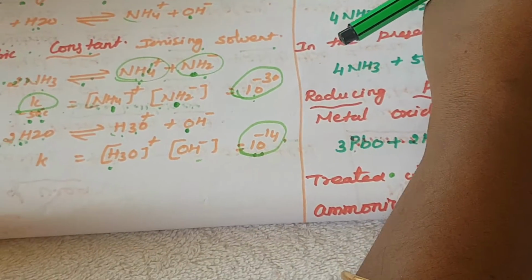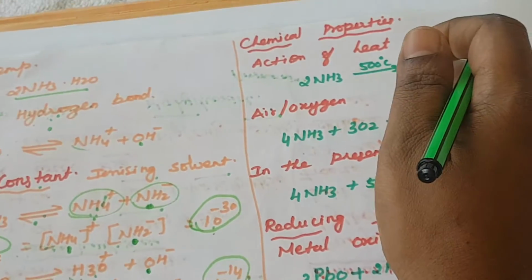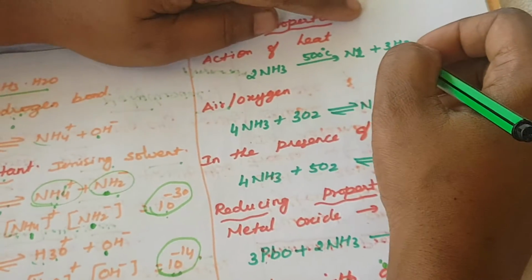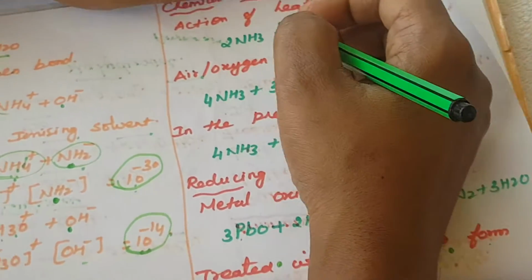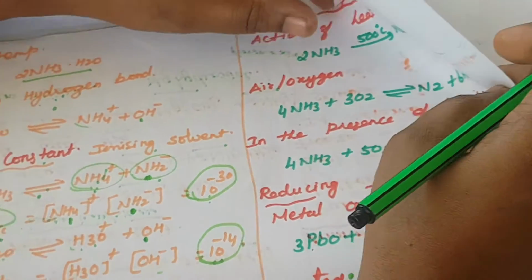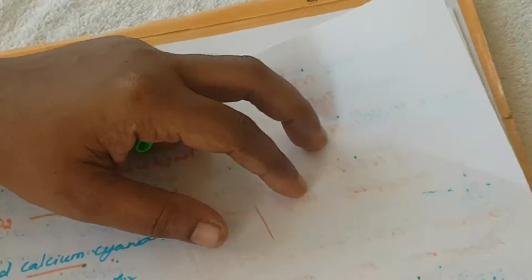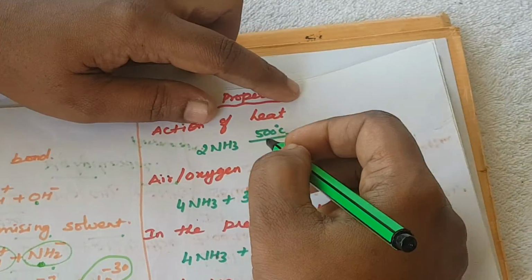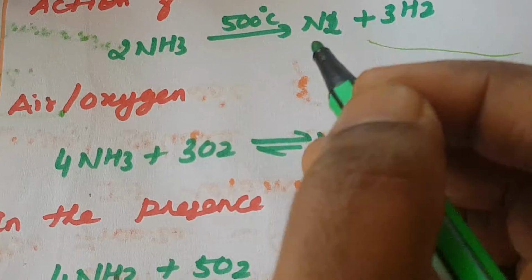Next one is, what are the chemical properties? When we heat ammonia at 500 degrees Celsius, nitrogen and hydrogen will be formed. That is an equilibrium reaction. We already studied the equilibrium preparation. This is nitrogen, hydrogen and ammonia. The reverse reaction is ammonia, when heated at 500 degrees, giving nitrogen and hydrogen.